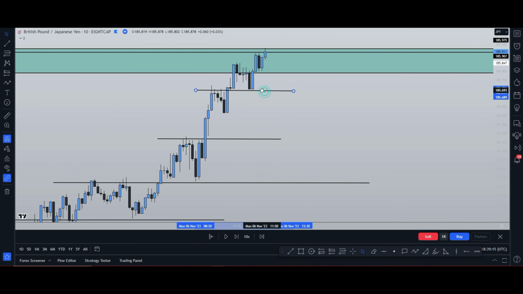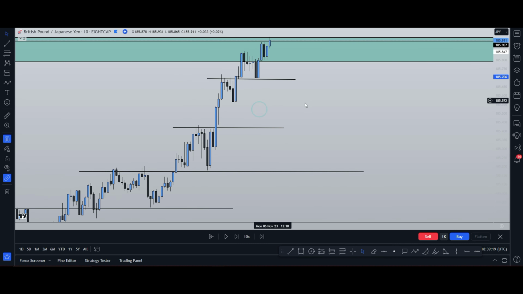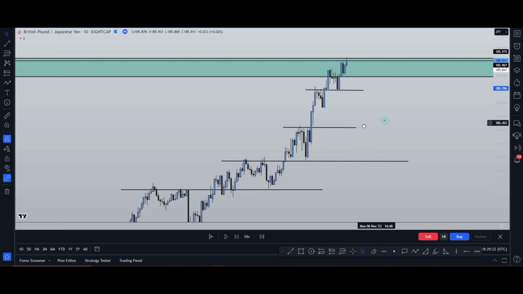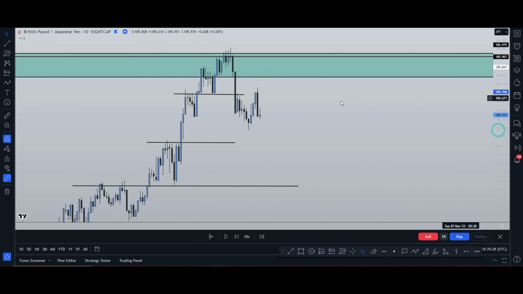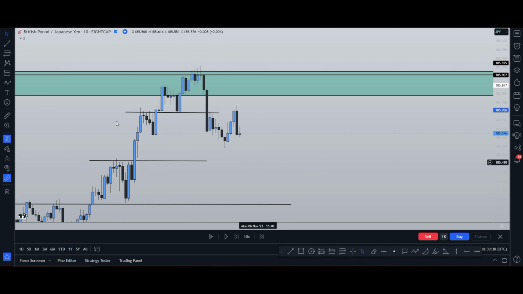If I move this, look at that on top of them wicks. Price, look at that. How beautiful is that? How perfect is that? And then remember, now look at this. Now I don't know if you've probably picked it up, but I'll just go through this quickly. Price came into this area.